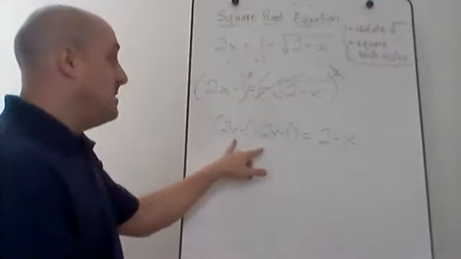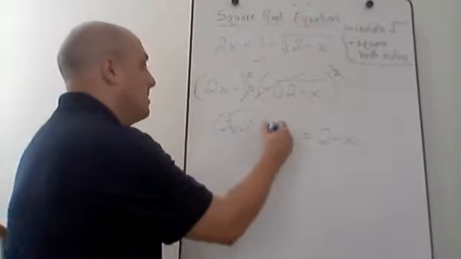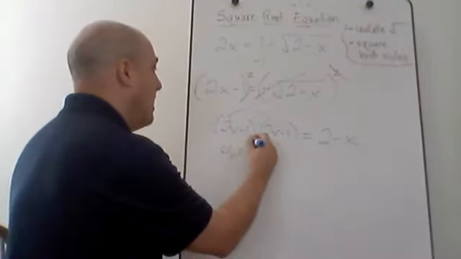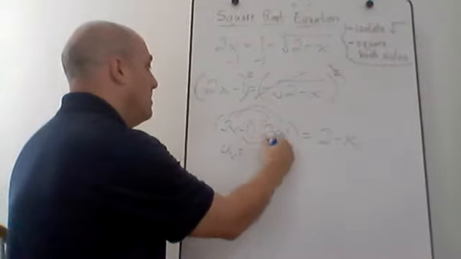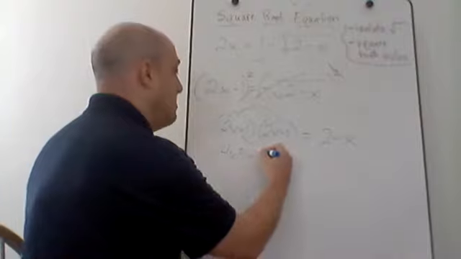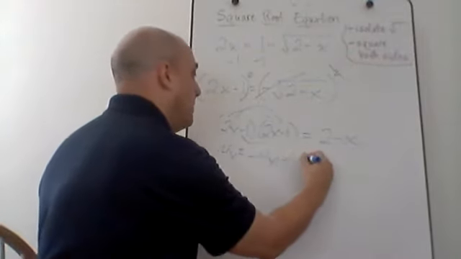All right, on the left side now, we need to multiply this: 2x minus 1 times 2x minus 1. You can use the FOIL method to do that. 2x times 2x is going to be 4x squared. 2x times minus 1 and 2x times minus 1 is going to be a minus 2x and a minus 2x, so that's going to be minus 4x. And then negative 1 times negative 1 is going to be a plus 1.